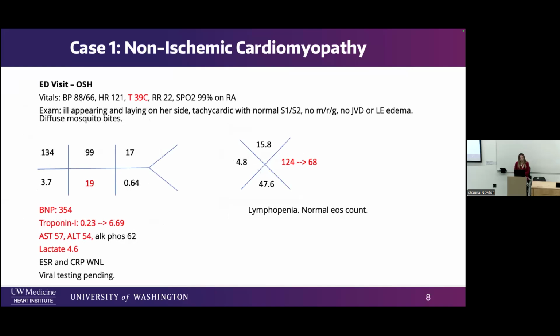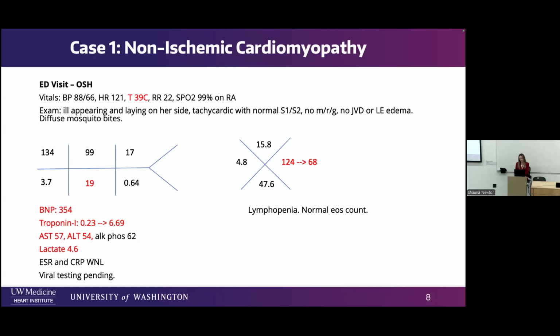She initially presented to an outside hospital, and here are her vital signs. We can see that she's mildly hypotensive. She has a heart rate of 121, and then she was febrile upon presentation. Her temperature was 39 degrees Celsius. On exam, she was ill-appearing, laying on her side, and then she was just tachycardic, but otherwise didn't really have any prominent cardiovascular findings. But she was noted to have some diffuse mosquito bites on her skin.